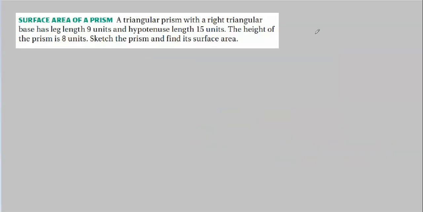Now here we've got a prism. It's made from a right triangle. It's a triangular prism made from a right triangle. I think they want us to find the surface area, don't they? Yeah, find the surface area. And they say sketch the prism.